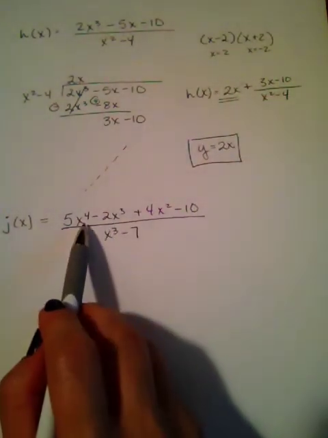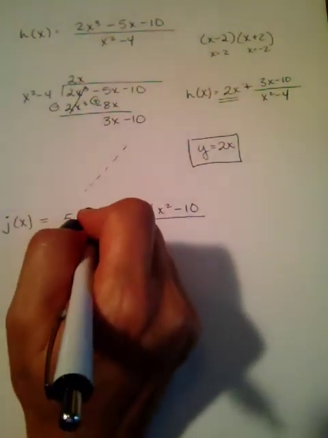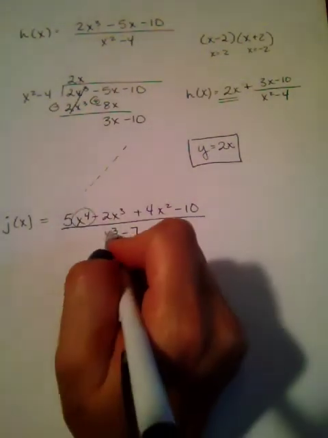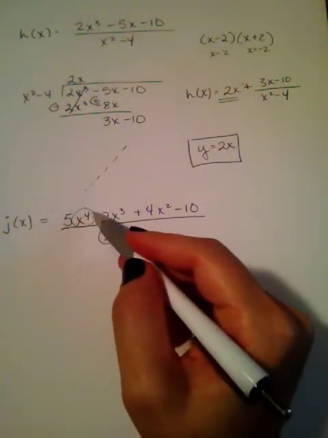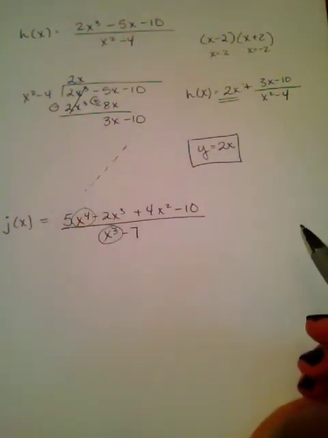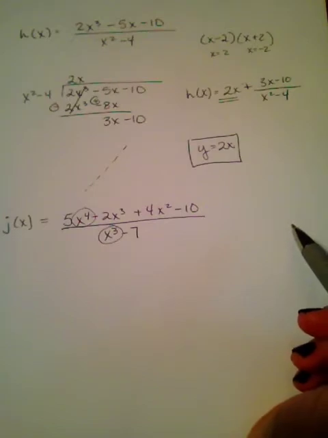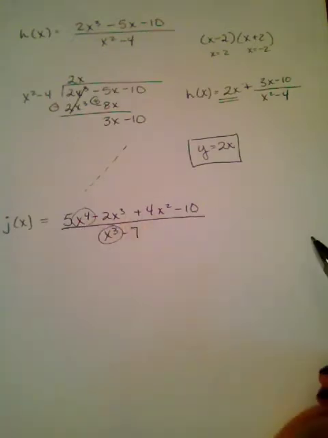If I look at this problem, the highest power of x is x to the 4th in my numerator, and x to the 3rd in my denominator. That's 1 higher in the numerator, so it's a possibility. I look to see if I have any common factors, and I have absolutely no idea how to factor that easily.